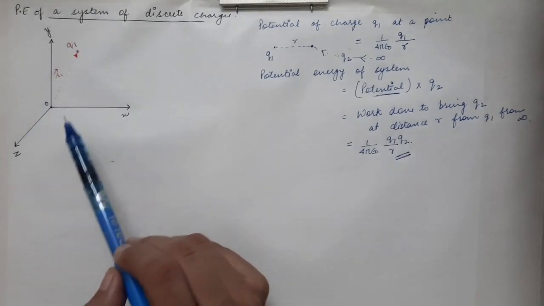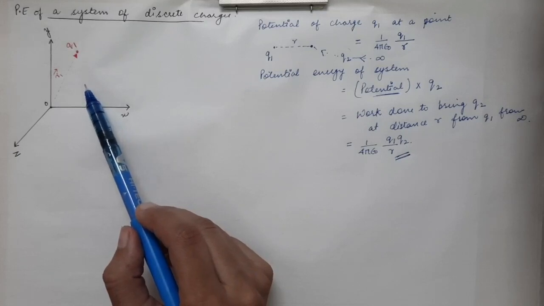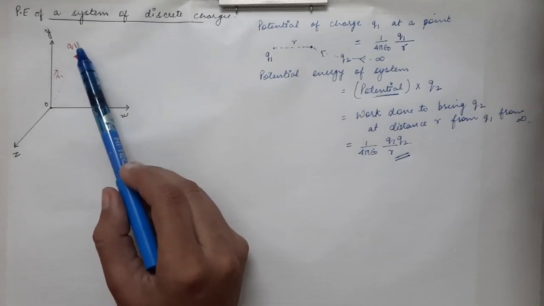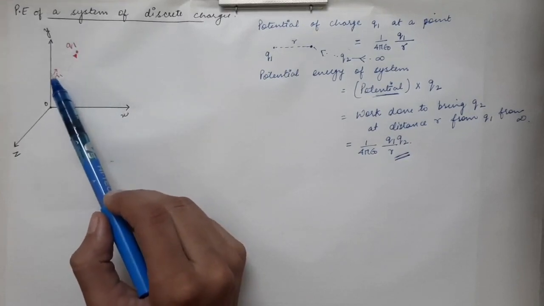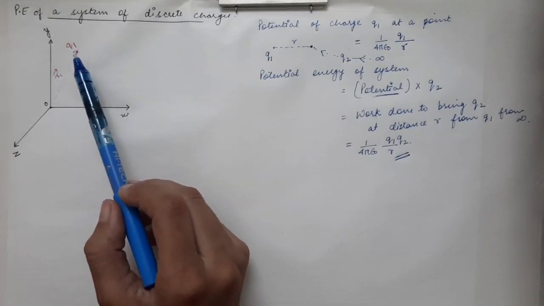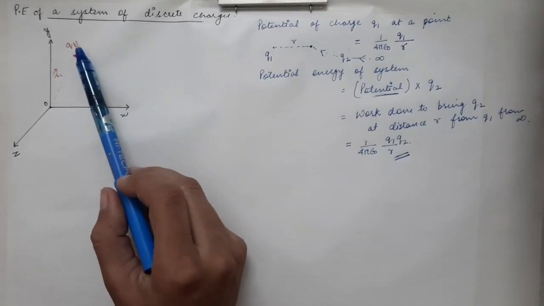Before bringing q1 charge there was no other charge present, so work done will be just equal to 0 because there was no source charge present earlier. So work done to assemble the first charge q1 at a position vector of r1 vector is equal to 0.